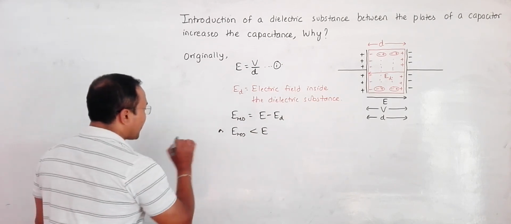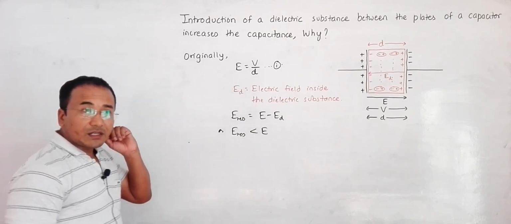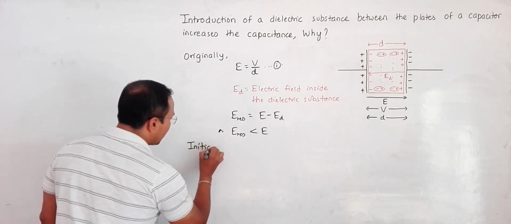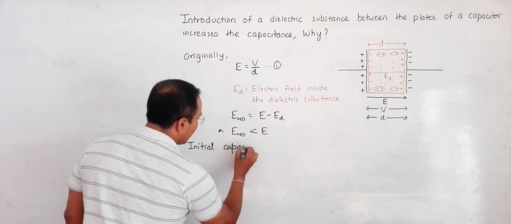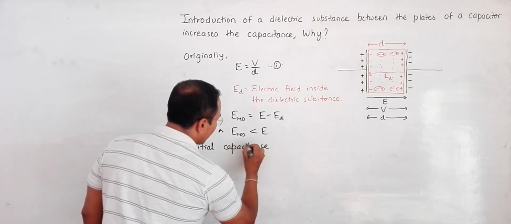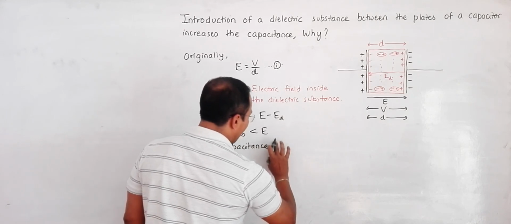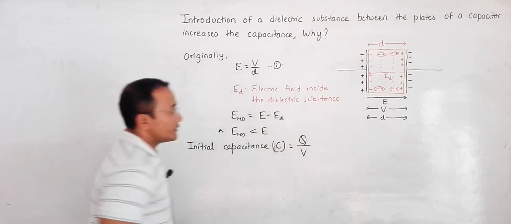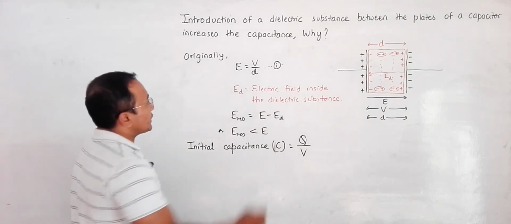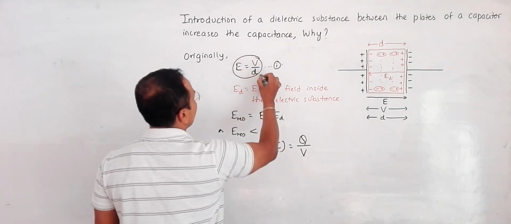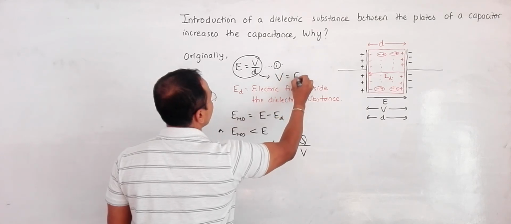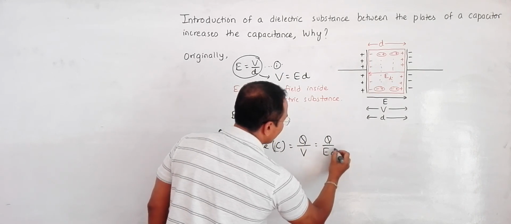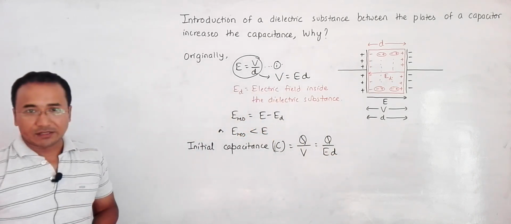Now the capacitance of the capacitor. The initial capacitance, which I write as C, is equal to Q by V. V is the original PD. From equation 1, I can write V equal to E into D. So this is Q by E into D. This is the original capacitance.